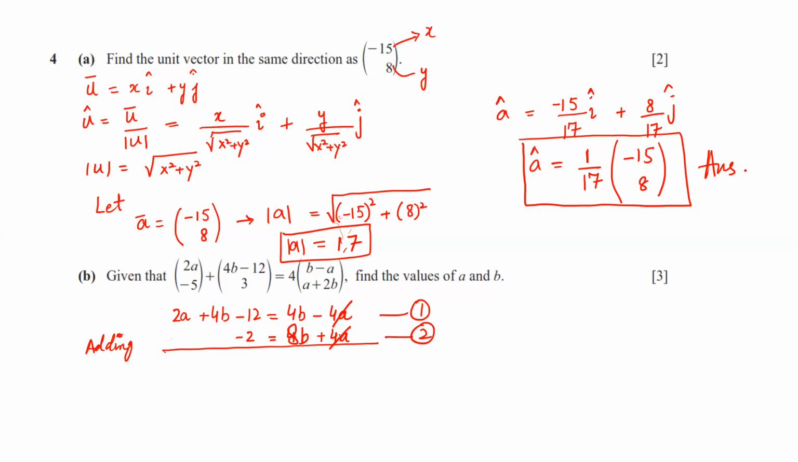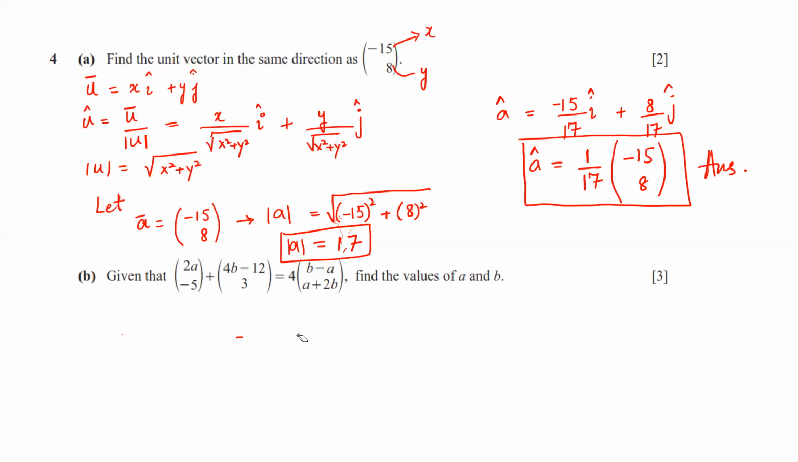Oh, sorry, my bad. Let me redo it again for you. I apologize. So again, adding these two together, 2a plus 4b minus 12 is equal to 4b minus 4a. Now basically simplifying it, these two cancel with each other. What I get here is 6a equals 12, and this gives me a is equal to 2.